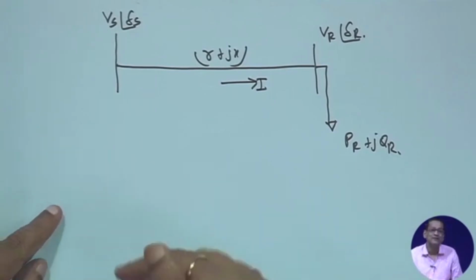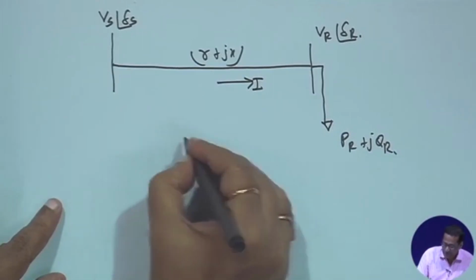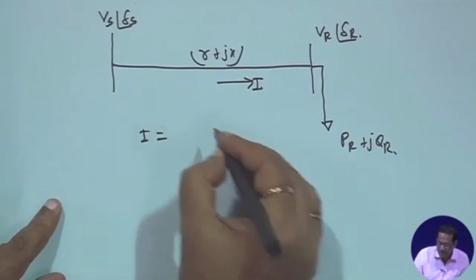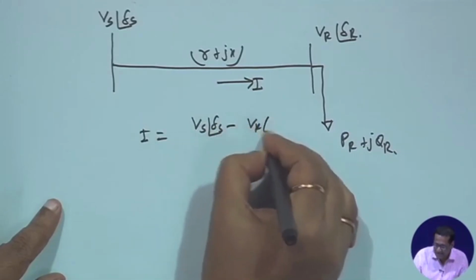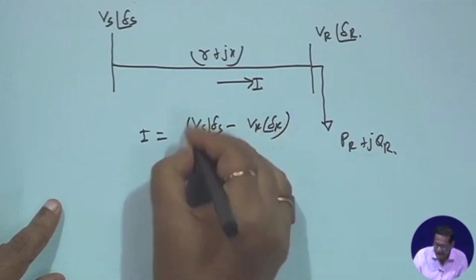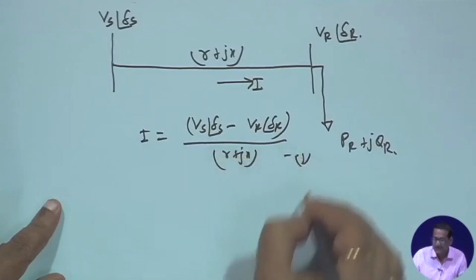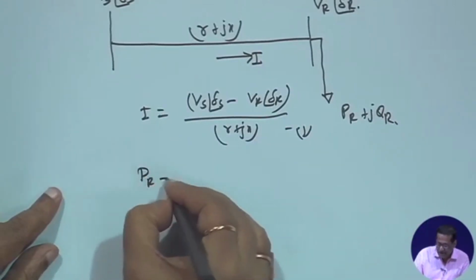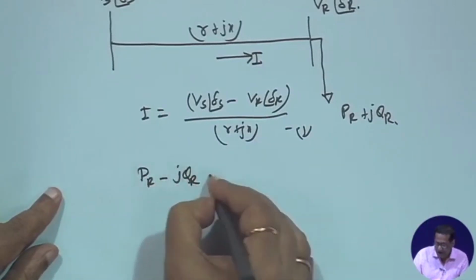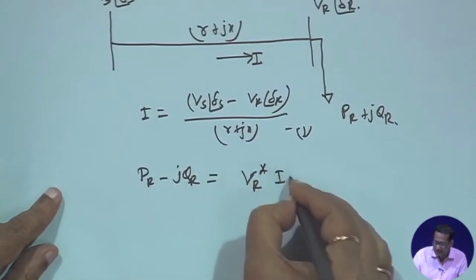Example Gauss Seidel we will take next, right. So, what you can do is, one equation: I equals V s angle delta s minus V r angle delta r divided by r plus j x. This is one equation, equation 1. Another equation is P r minus j Q r is equal to V r conjugate, that is I r.